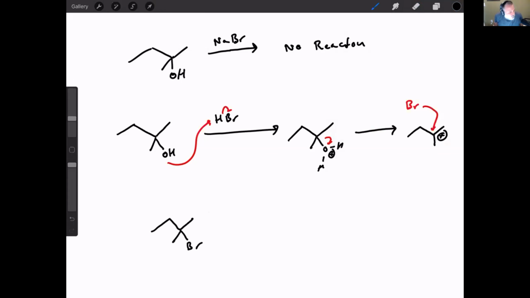And so I thought I was going to show you an example where it was only 2 steps, but in this case, it's still 3 steps. 1st step is a proton transfer. 2nd step is loss of the leaving group. 3rd step is nucleophilic attack. And so we'll sort that out here in a second. This is just another example. Let's see if I can come up with an example here.